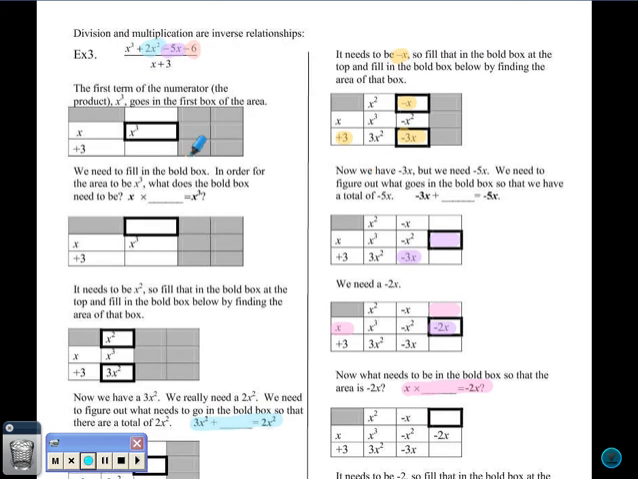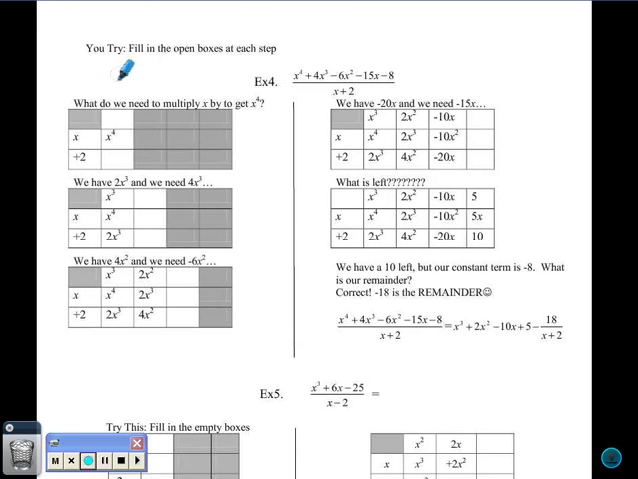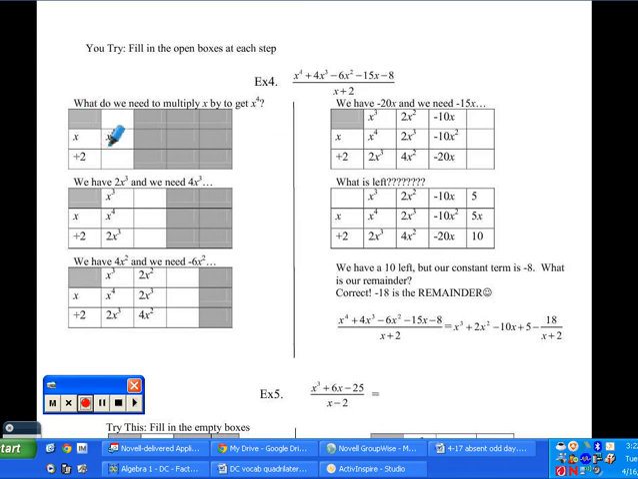Seems complicated. It goes a lot faster, obviously, because you wouldn't draw a new box each time if you were doing it. But it's a really easy way to use the grid method to divide polynomials. So you try. Fill in the boxes at each step. So go ahead, and here's another example that we walk you through.